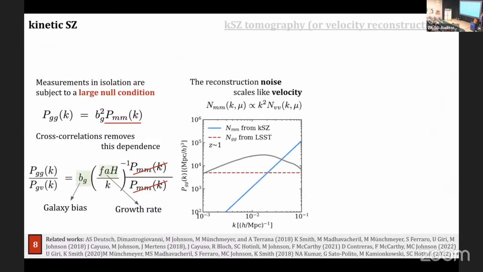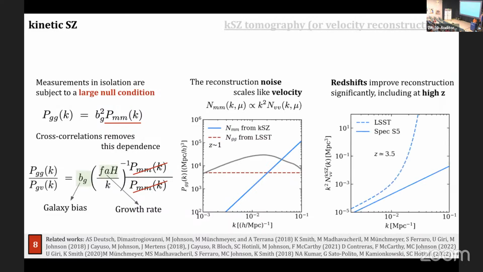For instance, the reconstruction noise for the velocity fields behaves like shot noise in velocity. So when we're trying to constrain matter fluctuations from velocity reconstruction, the noise in the matter fluctuation scales with an extra scale factor squared. So that means that on the smallest scales, kSZ velocity reconstruction does worse, but on the largest scales, it actually performs much better in principle than galaxy shot noise, for instance. So this provides a very powerful probe of very, very ultra large scale deviations from lambda CDM.